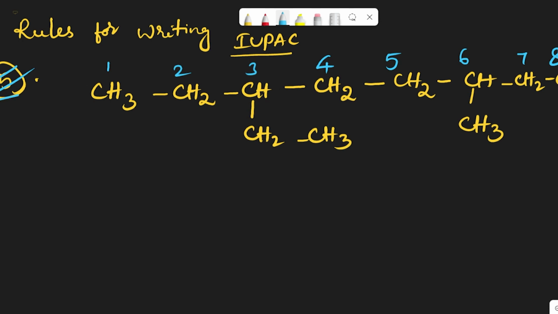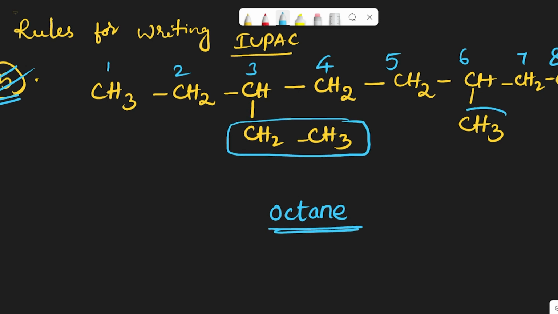So the fifth rule is that here the compound is given like this. It is containing 8 carbons, so obviously it is octane because all are alkanes only. And here 2 substituents are given. At the third position, an ethyl group is present, and at the sixth position, a methyl group is present.